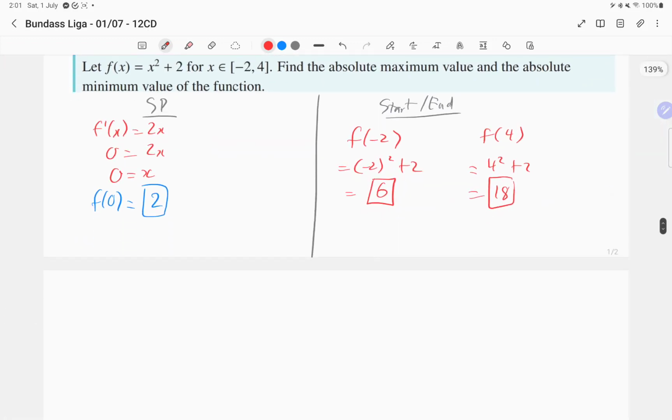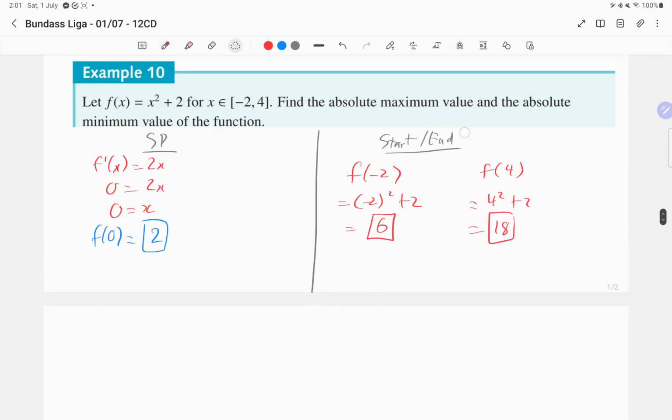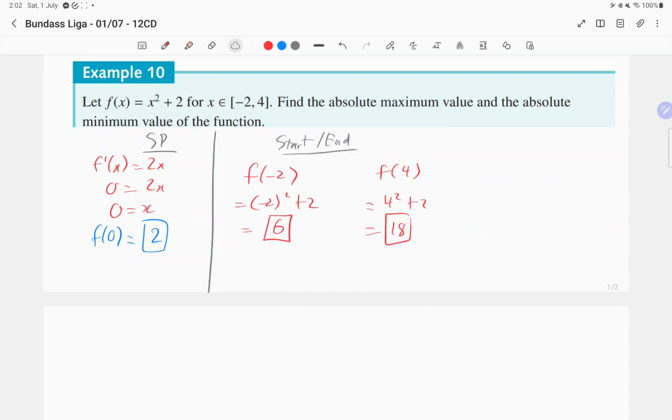Okay, so looking at this, if I were to plot these points onto a number line, see if I can squeeze this one over here. Oh yeah, I can. Okay, so if I plot these on the number line, that's the y-axis, there will be a point with coordinate 2, a point with coordinate 6, and a point with coordinate 18.